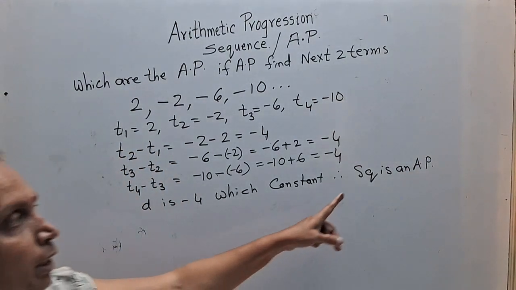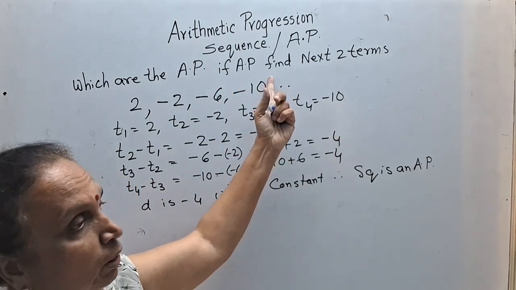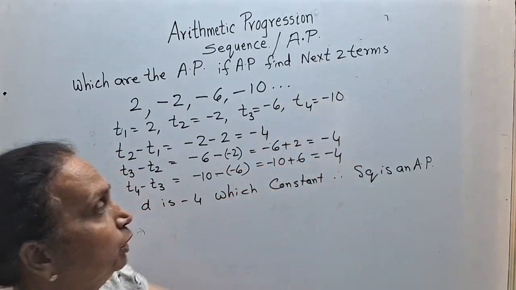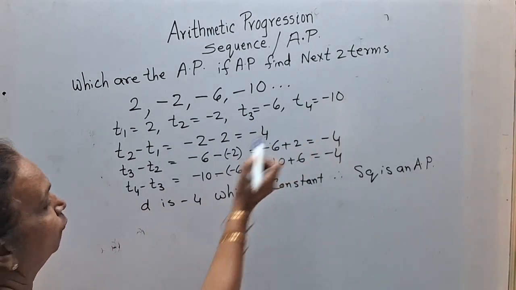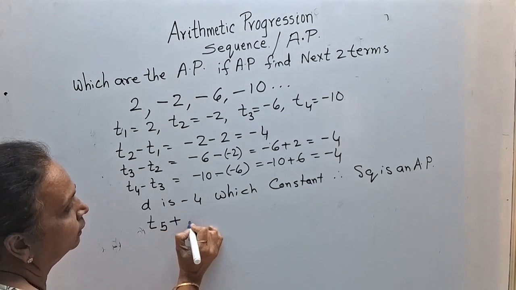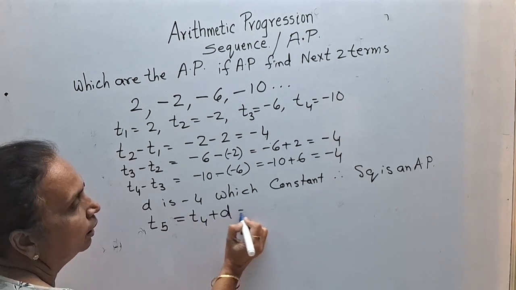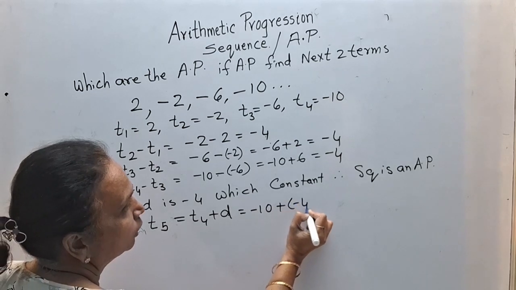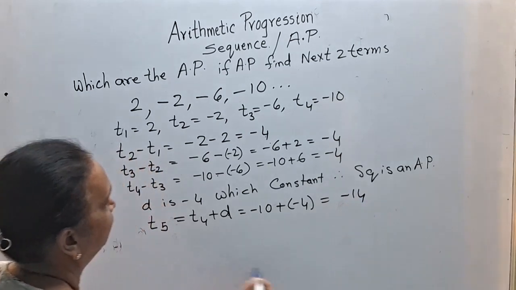Now, once they have asked you to find out whether it is an AP, you have found out it is an AP. In the previous sum, it was not an AP, so we did not find the next two terms. Now we have to find the next two terms because it is an AP. I have got T4. In an AP, you add the common difference. So T5 is equal to T4 plus D. T4 is minus 10 plus D, which is minus 4. Both are minus, so you do plus with a minus sign, that is minus 14.